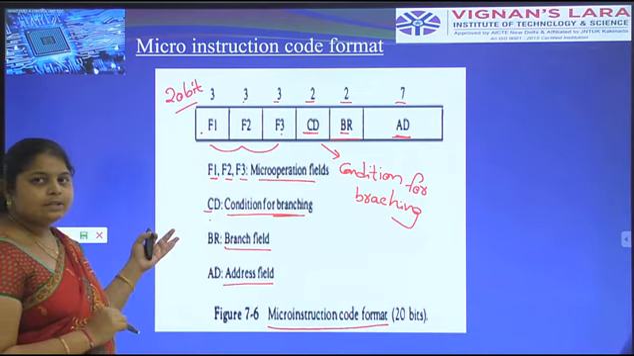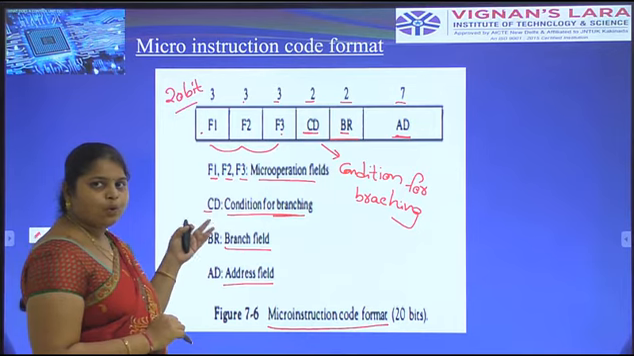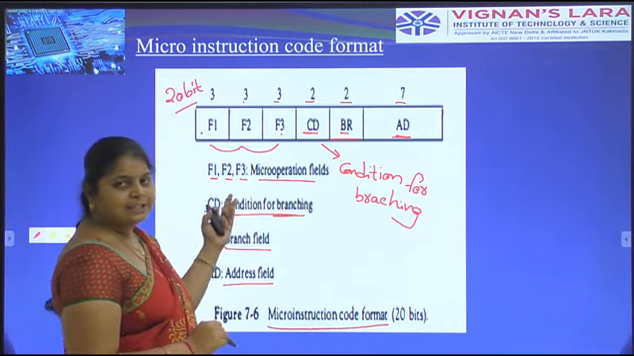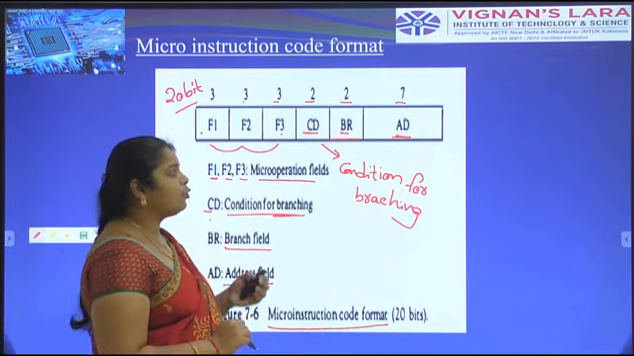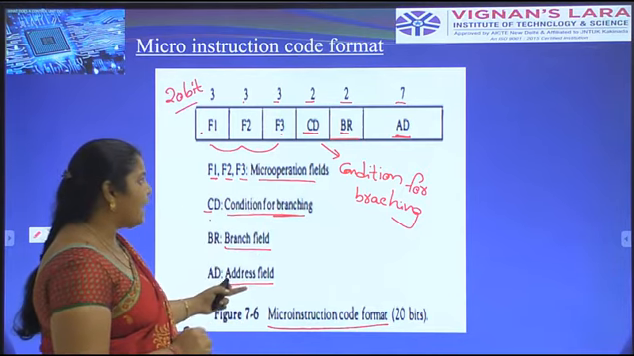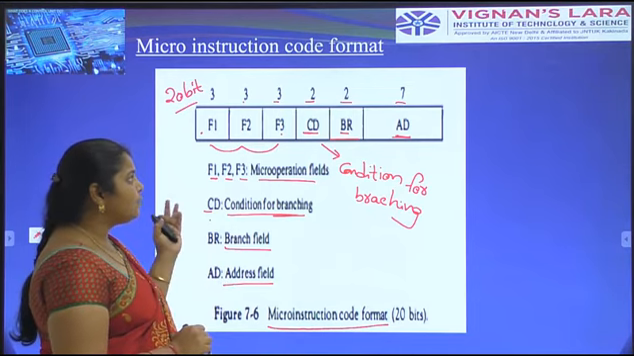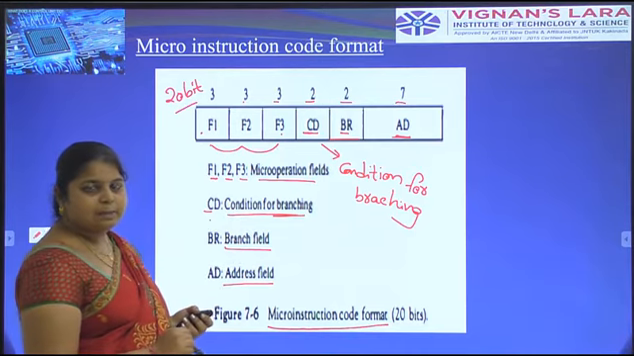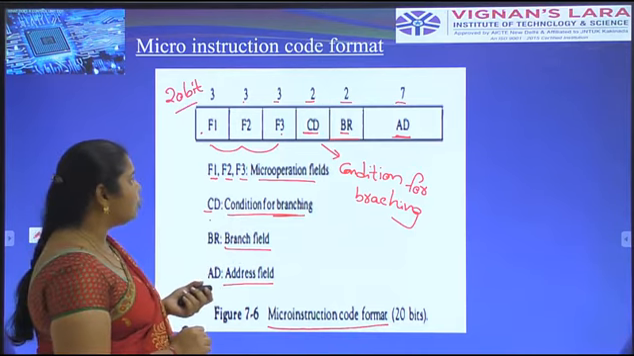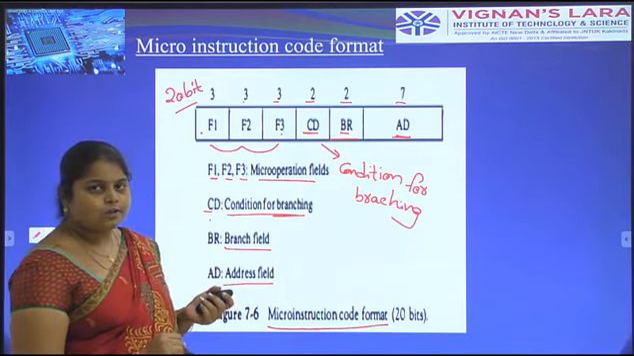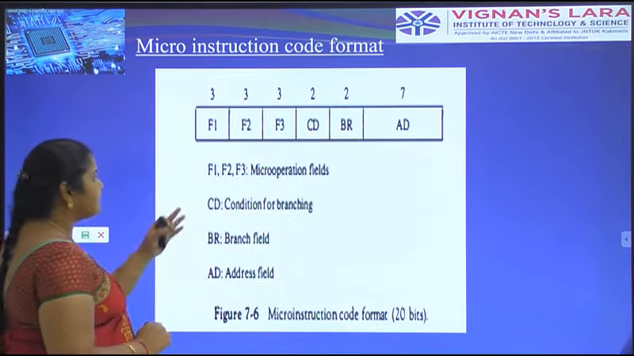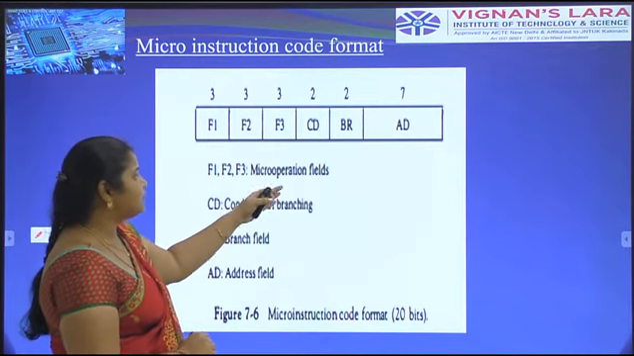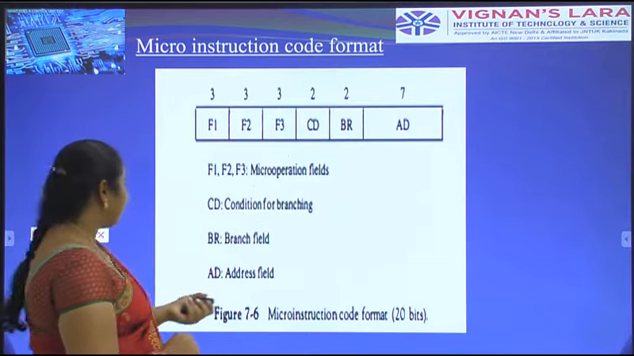F1 field has 3 bits, F2 has 3 bits, F3 has 3 bits, CD, the condition for branching, has 2 bits, and BR, the branch field, has 2 bits. AD, the address field, has 7 bits. Totally these 6 fields combined are known as 20 bits. It is represented as a micro instruction, the 20 bit micro instruction code format. Okay, let us see one by one. We have discussed field 1, field 2, field 3, condition for branching, branch field and address field.